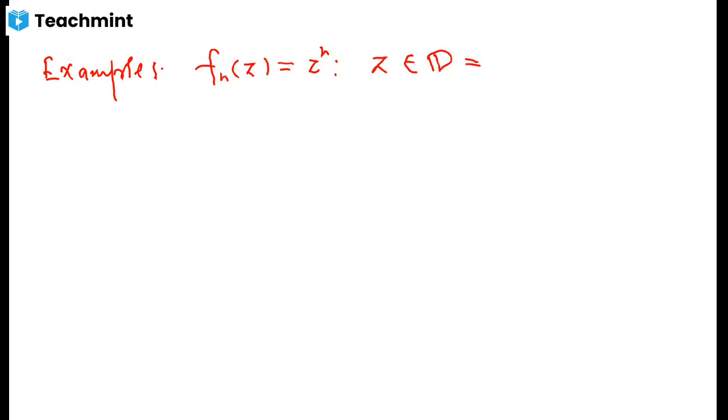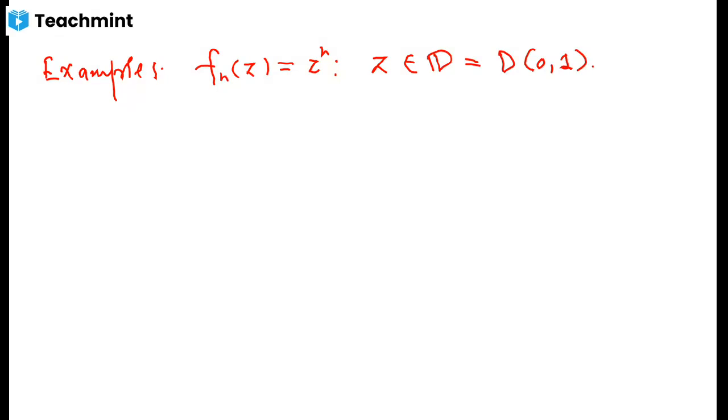So let's talk about an example. Let me define a sequence of functions where each fn of z is defined as z to the power n, and each z is in the unit disk. Remember, the unit disk is a disk whose center is 0 and radius is 1, and this is the standard notation that I have kept for a unit disk.